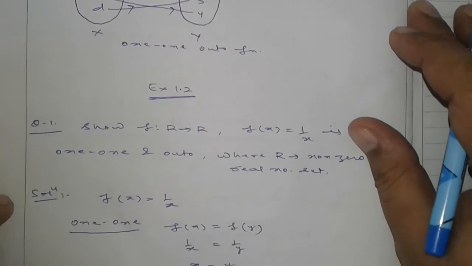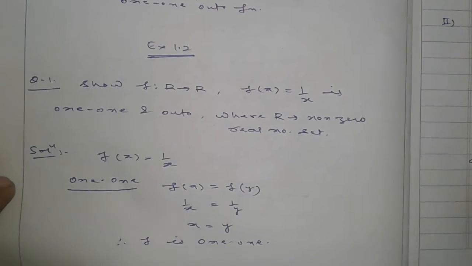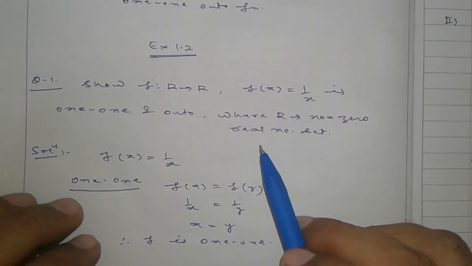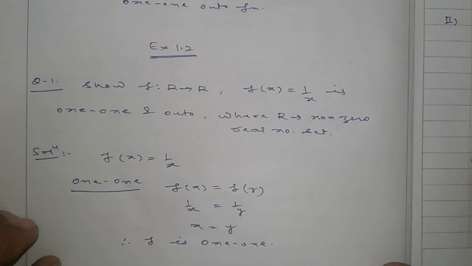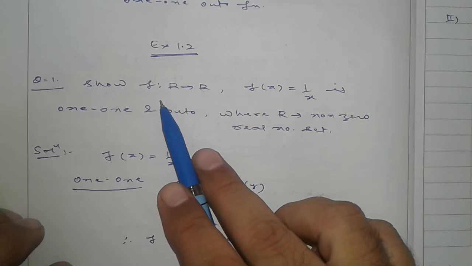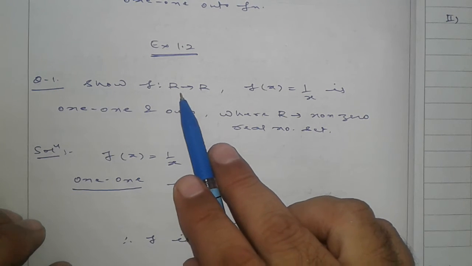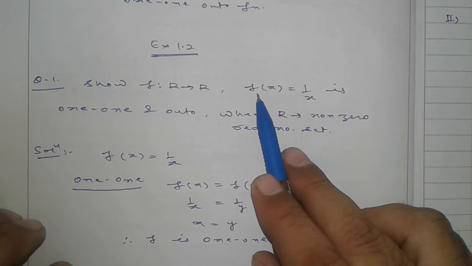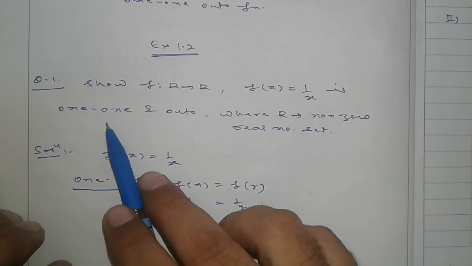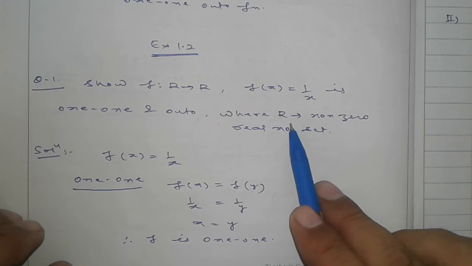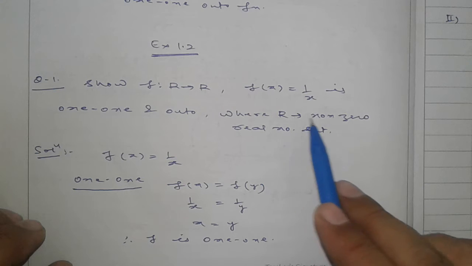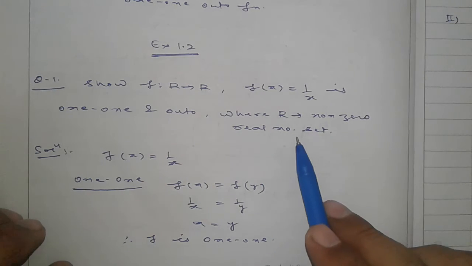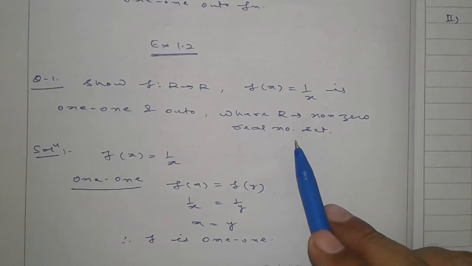Let me do the exercise to clear the concept of this one-one onto. The first question is, show that function f from R to R where f(x) is 1 by x is one-one and onto, where R is the set of non-zero real numbers. Let me see the solution.